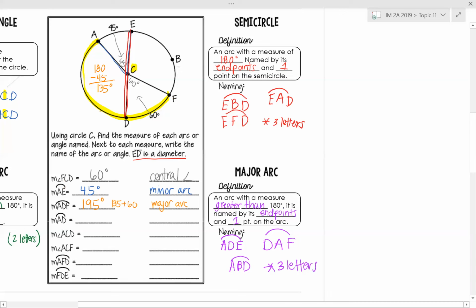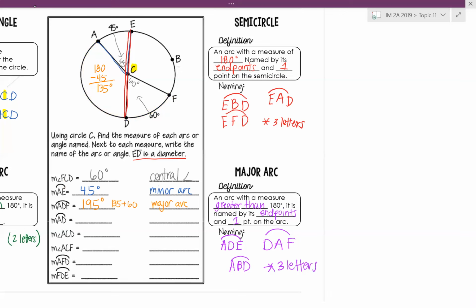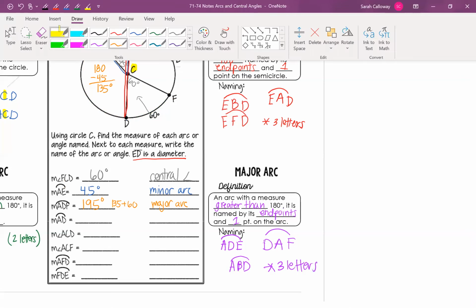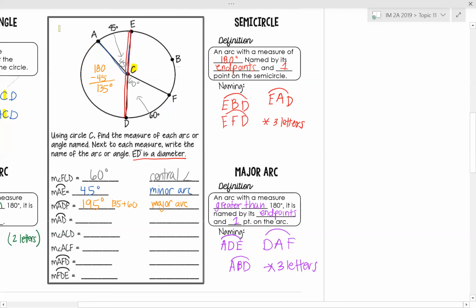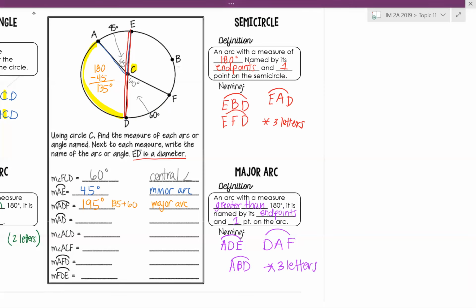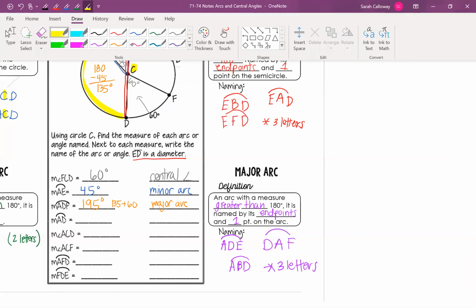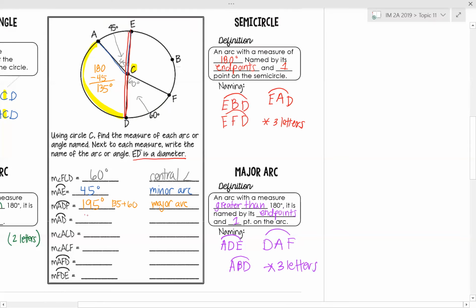So I'm going to erase that highlighter so that I can do the next one. Again, I'm not highlighting each one a different color because it would become a mess, because we're doing quite a bit of these. So then is arc AD. Actually, that's the one that we just found. We just figured out that arc AD is 135 degrees, and so that makes it a minor arc because it is less than 180.